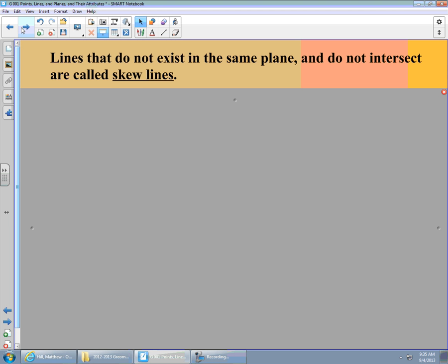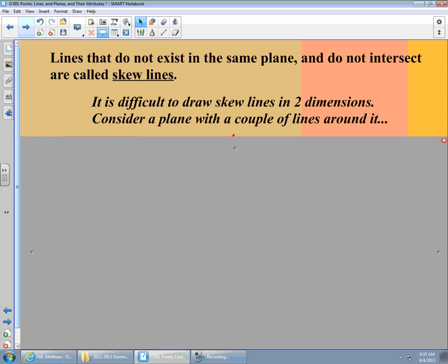Another definition which you might have heard over the years, but if you haven't, here it is. Lines that do not exist in the same plane and do not intersect are called skew lines. This is the problem with that old junior high definition that a lot of y'all had with parallel lines, where you just said, hey, parallel lines don't touch. Well, there are plenty of lines in this world that do not touch. That does not make them parallel. They may be skew.